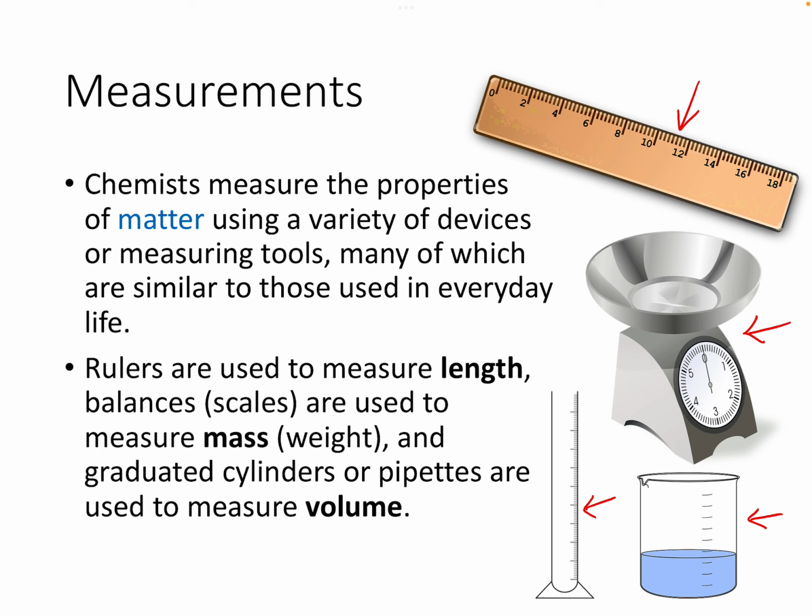So rulers obviously are used to measure the length of something. Balances are used to measure the mass or weight of something. And in chemistry, we often use mass and weight interchangeably because even though earlier we said weight is dependent on gravitational force, typically we're measuring things on Earth, right? So we don't have to consider differences in gravity. So mass and weight, you might hear those used as the same thing, for example.